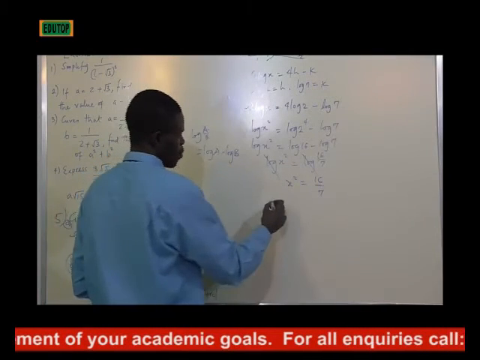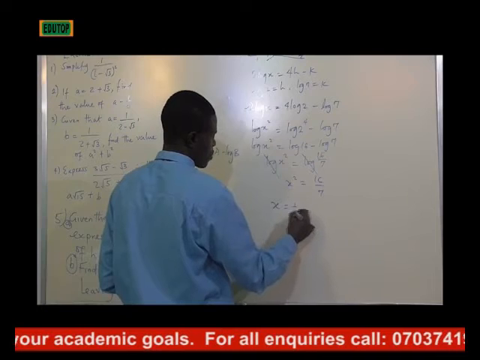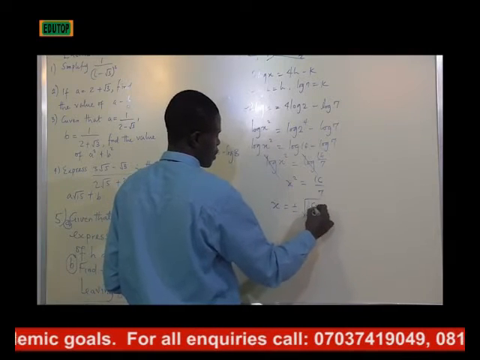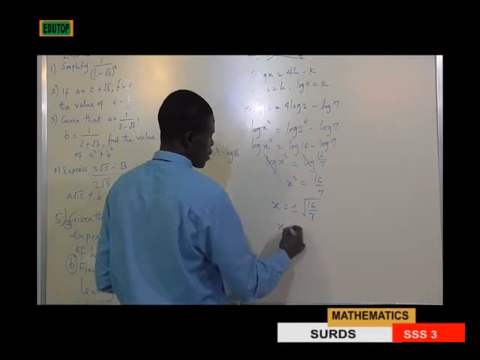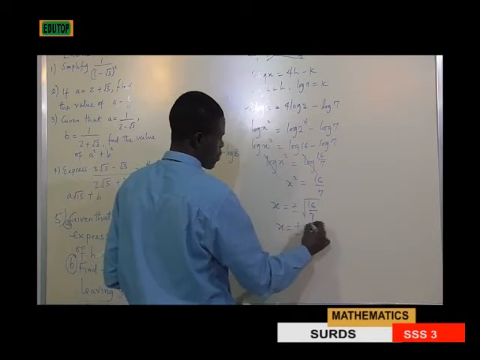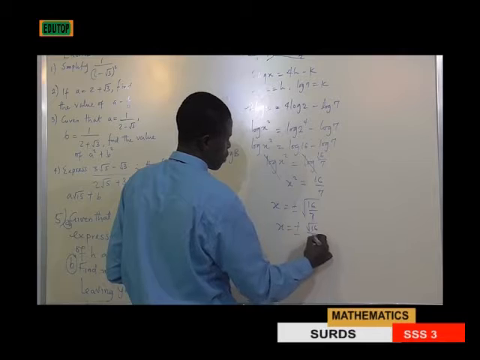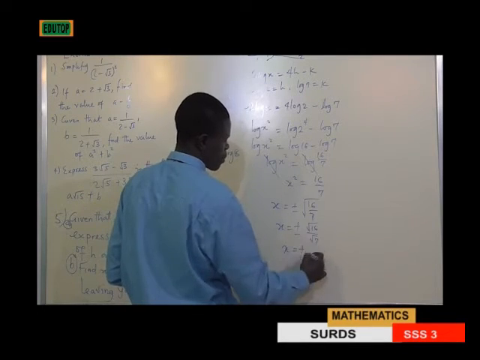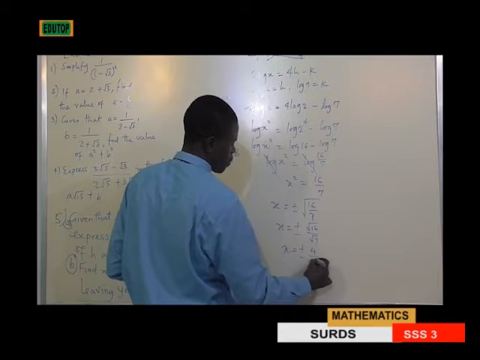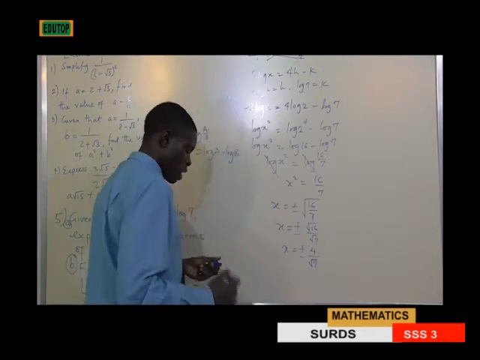Then our x will definitely be plus or minus square root of 16 over 7. And this is x equals plus or minus square root of 16 over square root of 7. Then our x will be plus or minus, square root of 16 is 4, and square root of 7 is going to give us a decimal, so we can leave it this way.